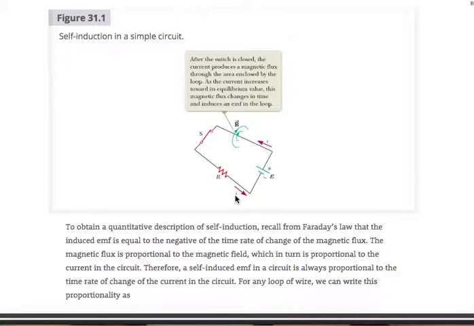And so, as you close this switch and the current starts to run out of the cathode of this battery and starts to increase in magnitude, it creates a magnetic flux going this direction, which would induce an EMF, a back EMF is what it's called, that doesn't actually change the current, but it slows down the rate of increase of the current.